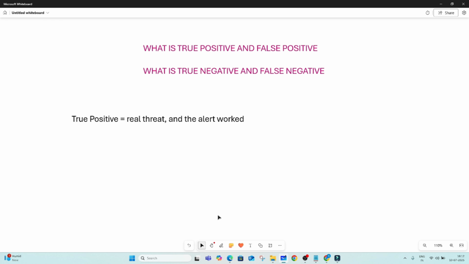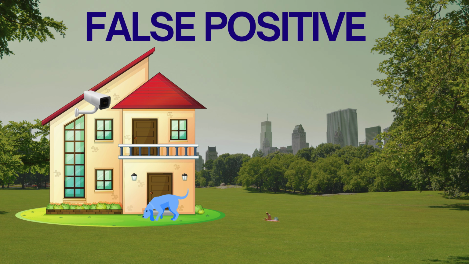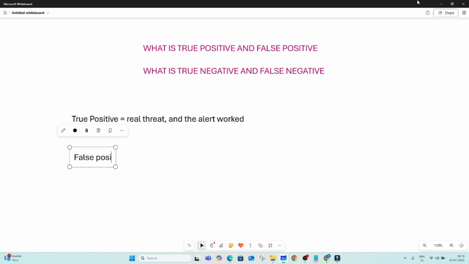So now we can see false positive. In your home, your pet walks by, and the camera thinks it's a thief. It sends an alert, but there is no threat. That's a false positive. So this is called a false alarm. So false positive equals false alarm.